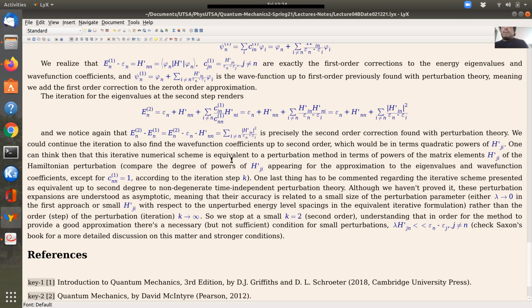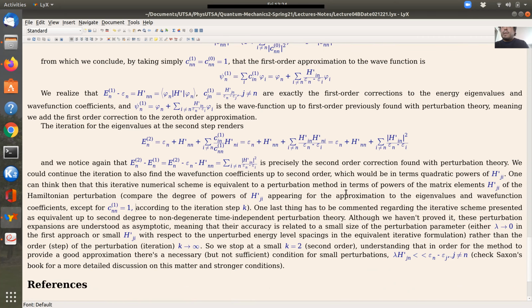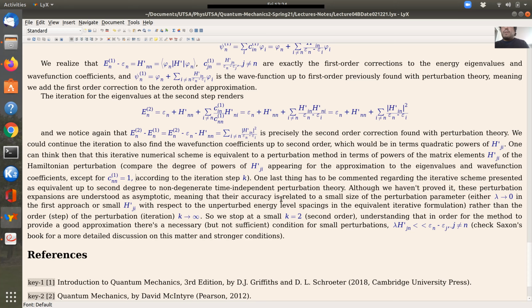And you just have to compare the degrees of the powers appearing in the approximation to eigenvalues and wave function coefficients, except for this one. I mean, this has its own formula, right? Because it's kind of weirder with the normalization. But I want to comment one last thing: again, I'm emphasizing the iterative scheme presented is equivalent up to second degree to non-degenerate time-independent perturbation theory, at least for the energy eigenvalues.